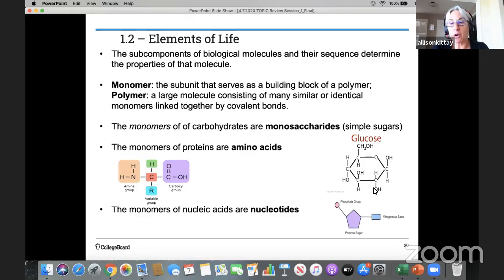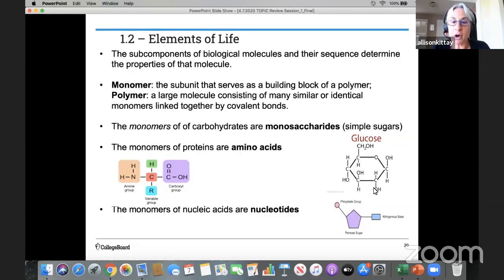So a polymer is a larger molecule that's made up of many similar or identical monomers that are linked together by covalent bonds. And I'm going to give you examples in each of the groups of organic molecules. So the monomers of carbohydrates are monosaccharides, which are also known as simple sugars. And you're probably familiar with glucose, but there are other simple sugars that I'll point out in just a moment. And I'm showing you the ring structure of glucose.